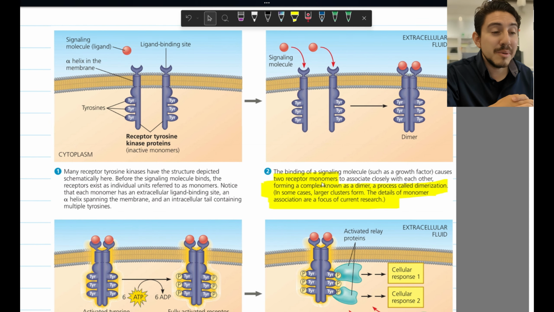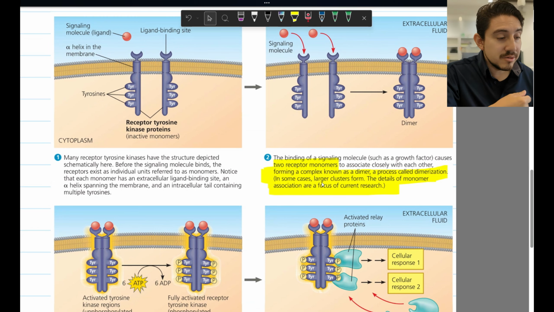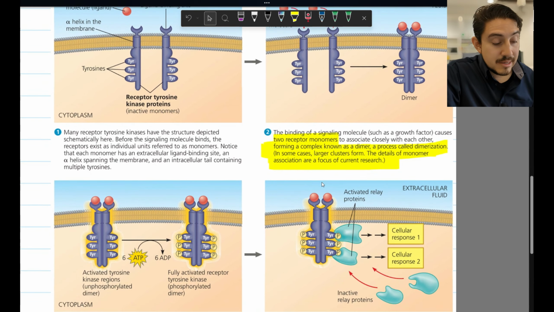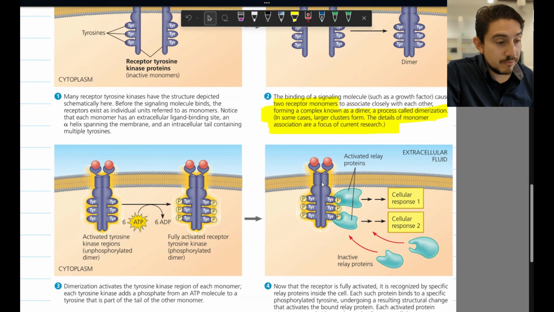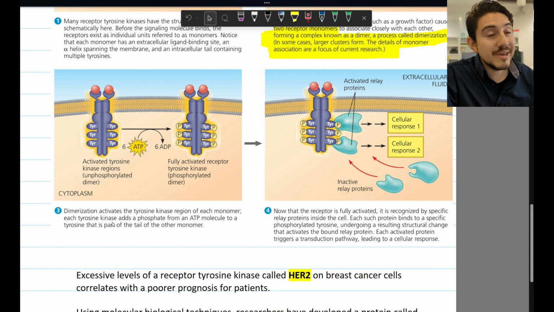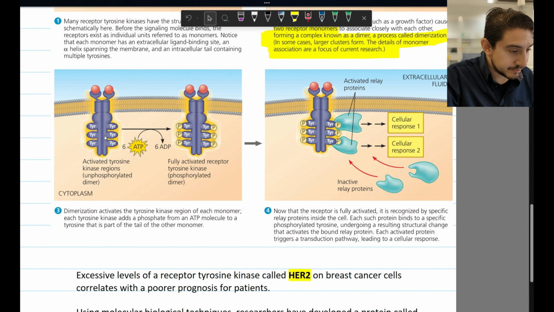More clusters could form depending on the type of receptor. Okay, so the details of monomers and dimerization, we're going to take a look at later on for signaling pathways and for regulation of signals. Okay, and then what happens is that this dimerization will activate the tyrosine kinase area of each monomer, and then each tyrosine can add a phosphate from an ATP molecule to itself, okay? Which is that tail part.